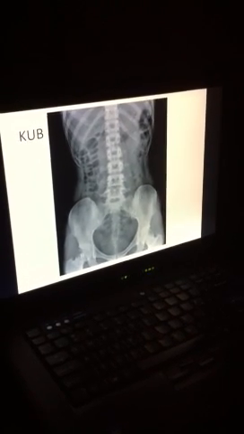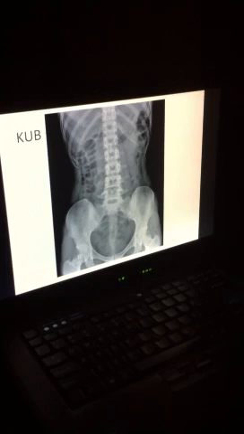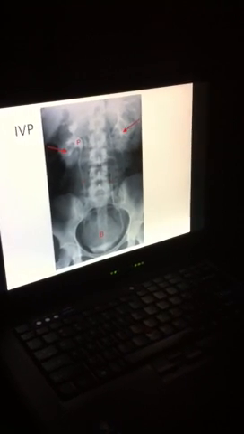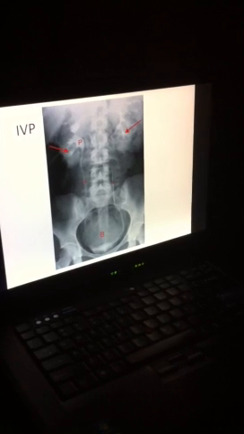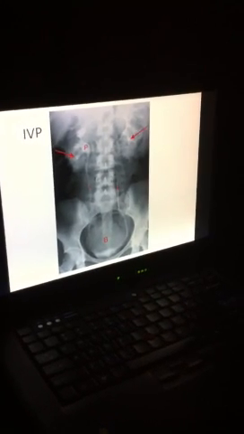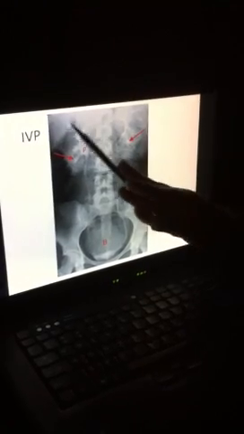Any questions about the KUB? No. Okay. Next thing is IVP. It stands for intravenous pyelogram. Basically what happens is dye is injected so that you can view some organs. Mainly this structure right here, which is what?